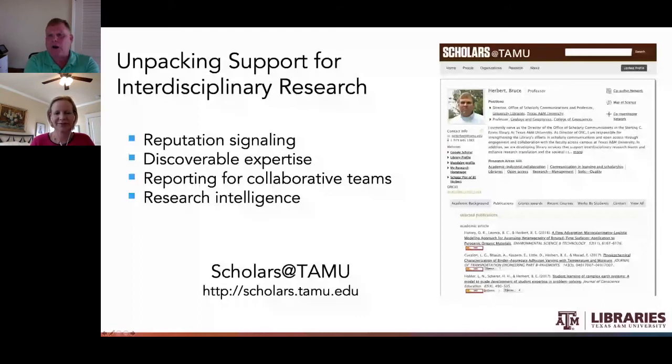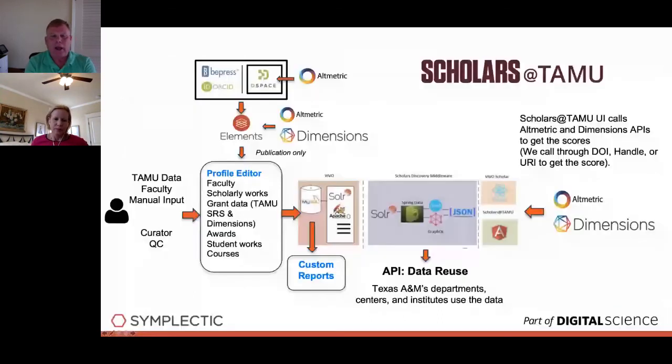So if you look at our Scholars at Texas A&M system, you'll see that it's based around VIVO, but we've incorporated a number of different both homegrown and Digital Science tools, including, as Martha said, Altmetric and Dimensions and Symplectic Elements. We use Symplectic Elements to harvest our publication data.